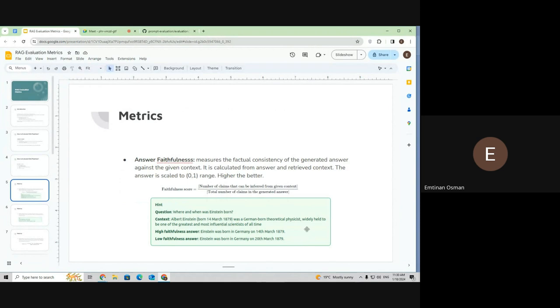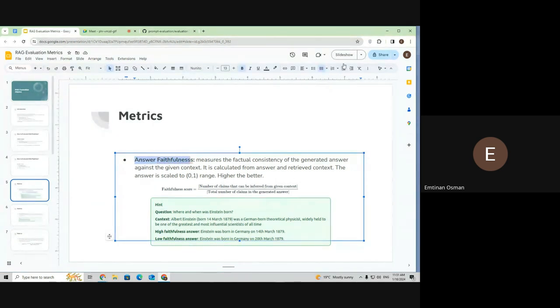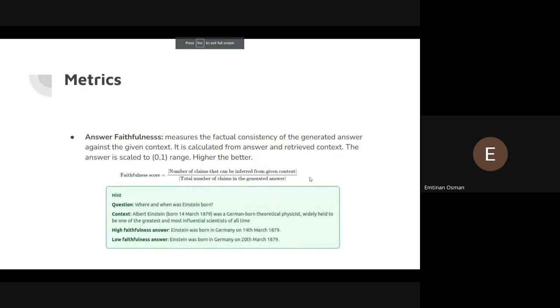So just to look at some of the metrics that we're measuring. There is, okay, the answer faithfulness. Basically this information is repeated. For example, this metric measures the factual consistency of the generated answer given the context. So faithfulness is the faithfulness to the context. Given a particular context, you're measuring whether your RAG in the end is creating an answer from the context it retrieves. Is it answering from the retrieved context or not?